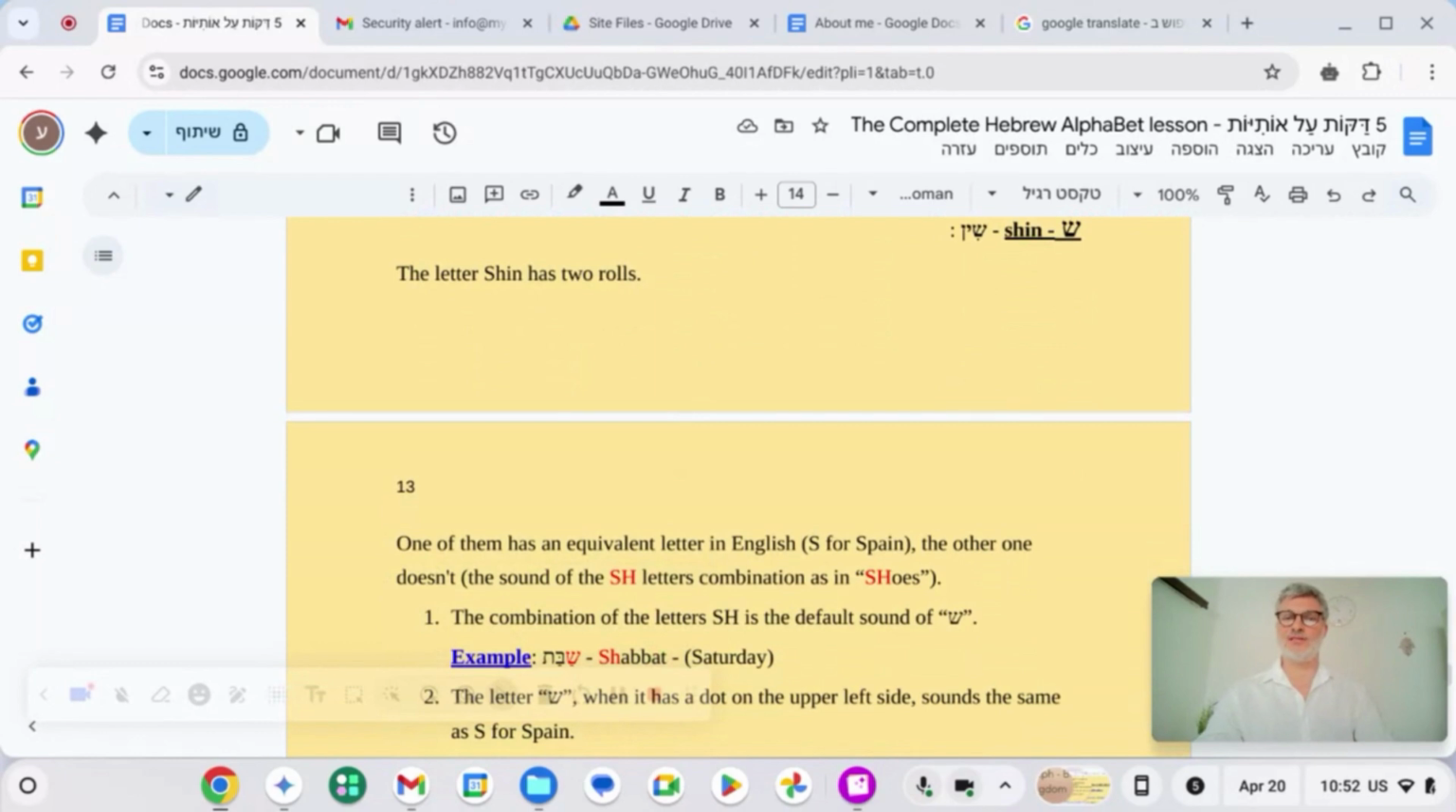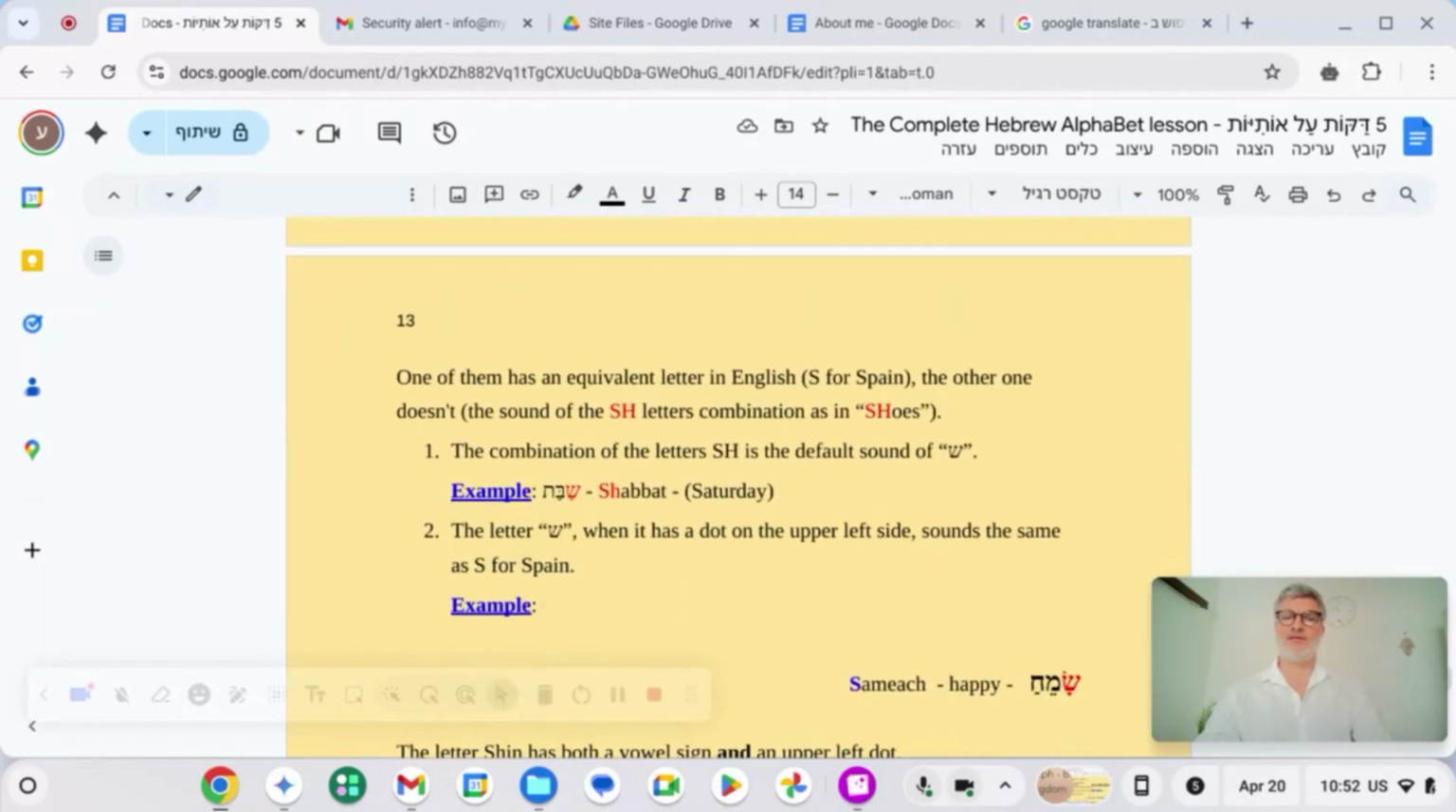The letter Shin has two roles. One of them has an equivalent letter in English, S for Spain. The other one doesn't. The sound S and H together, as in shoes. The combination of the letters S and H is the default sound of the letter Shin. Example, the word Shabbat.